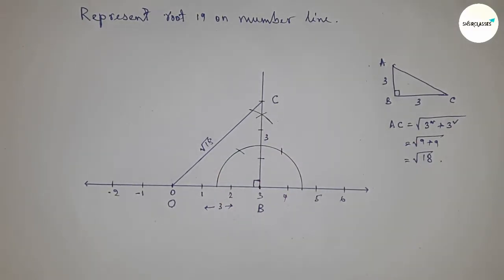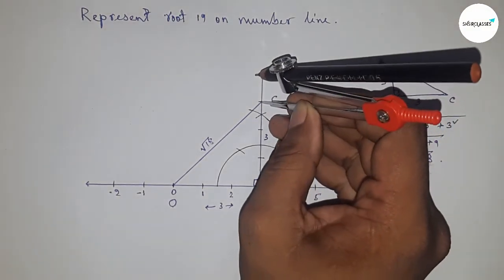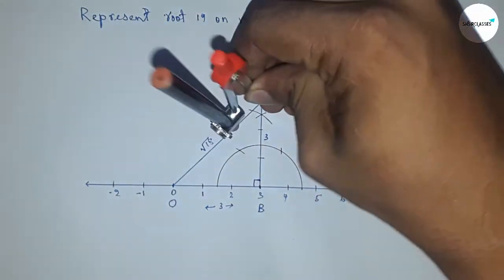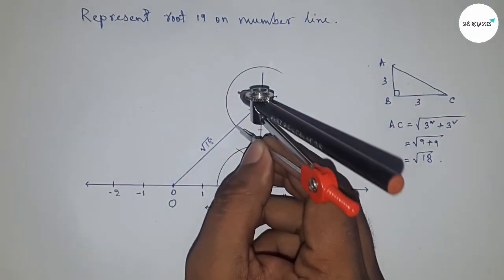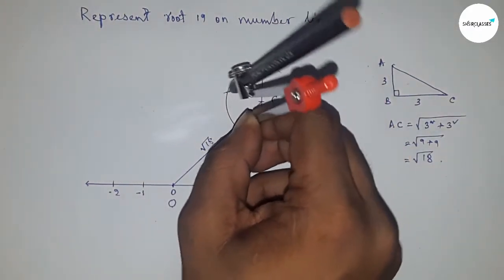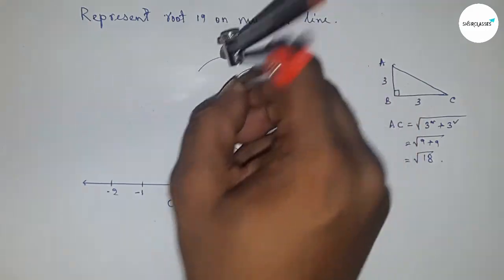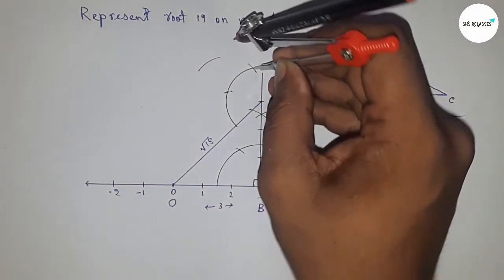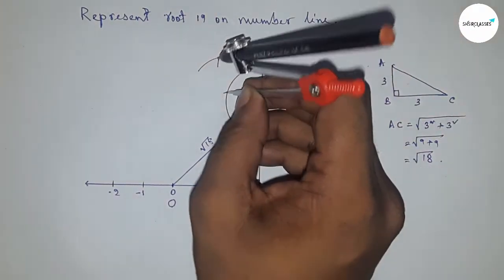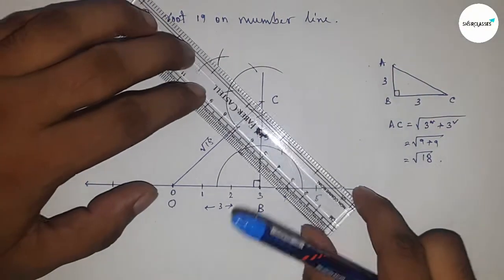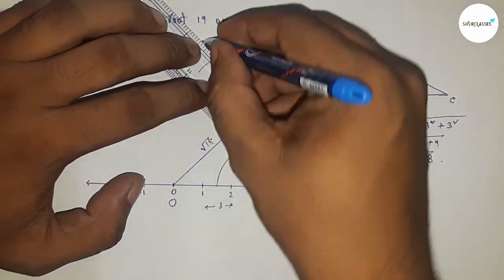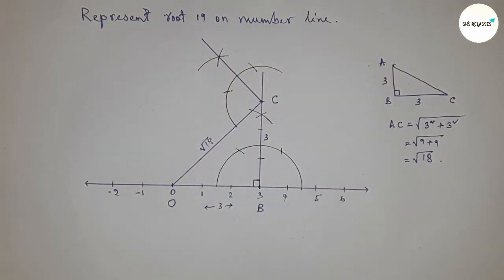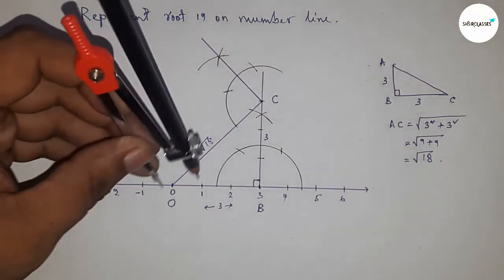Okay, next we have to construct root 19 now. So first drawing an arc this way with the same length, putting the compass here and drawing an arc. So here first constructing a 90-degree angle on the point C. So first we have to construct a 90-degree angle on the point C. So joining this, we got a 90-degree angle on the point C.